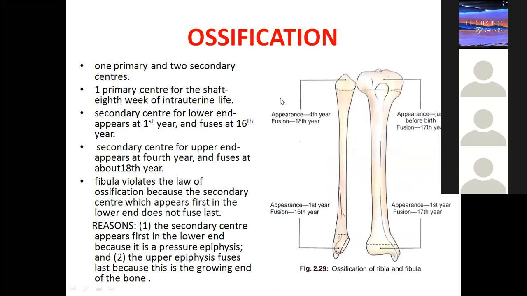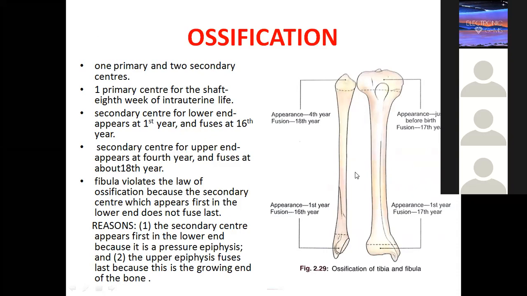So now see here, ossification. Like any other long bone, it has one primary ossification center, which usually arises at the diaphysis, the middle of the shaft. When does it appear? 8th week of intrauterine life. The secondary center for the lower end appears at 1st year and fuses at 16th year. The secondary center for the upper end appears at 4th year and fuses at 18th year.